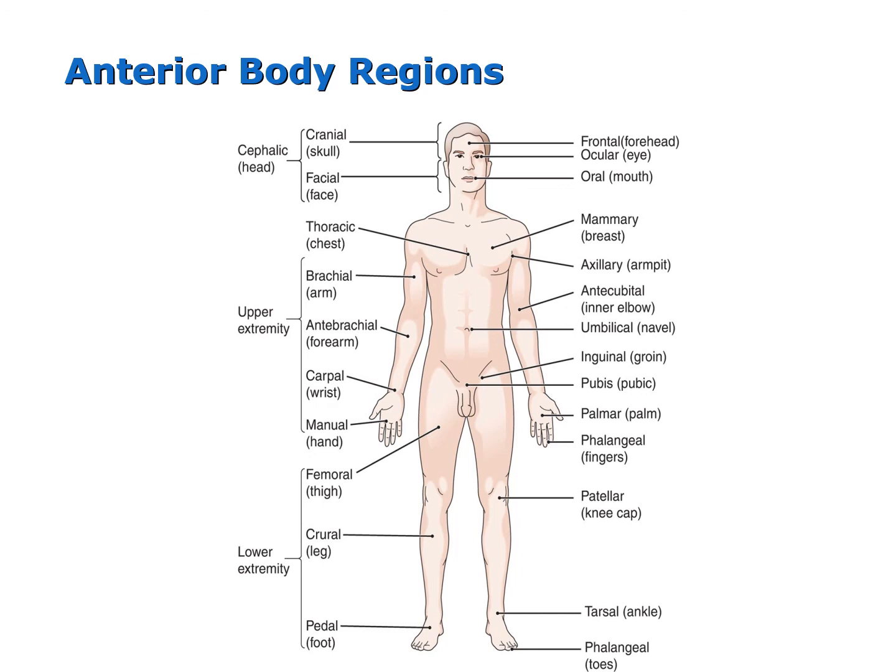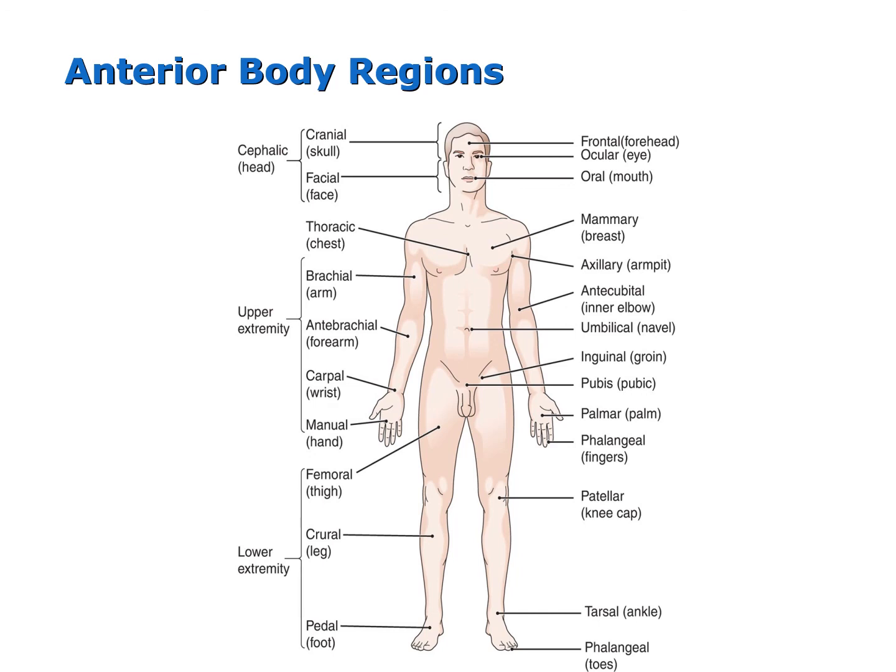When we are moving down to the region of the torso, we'll call the mammary region the breast area, and axillary, everything related to the armpit. When we are looking at the upper extremity, brachial will relate to the arm, antebrachial will relate to the forearm. Everything related to the wrist is called carpal, and parts related to the hand may be documented, or you can hear them named manual or palmar for the ventral part of the palm.